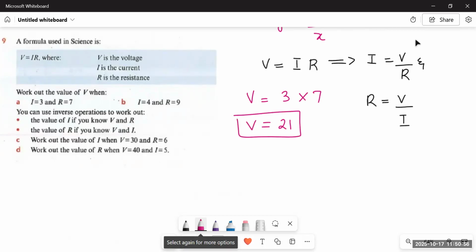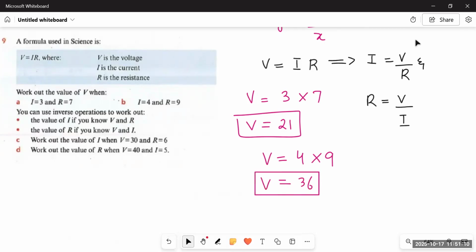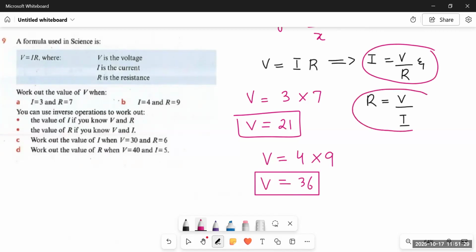Similarly, if I is equal to 4 and R is equal to 9, we'll multiply the two and we will get the amount of voltage. But what if we have to find out the value of I? We have already done this part. They're saying you can use inverse operations to work out the value of I. If you know V and R, we will use this formula, V upon R. And if we have to find out the value of R, when the value of V and I are given, then we will use this formula.